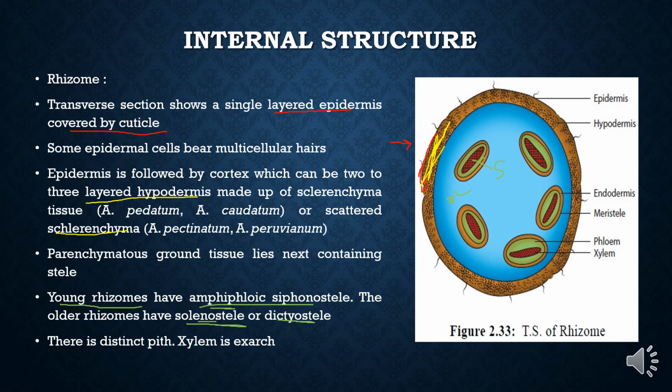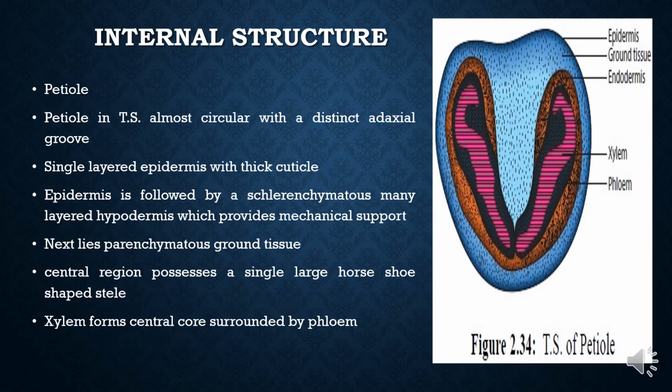So in case of solenostele or siphonostele, we see that there is central xylem that is surrounded by phloem, which in turn is surrounded by pericycle and endodermis. The protoxylem is exarch in condition. So this is about the transverse section of the rhizome.